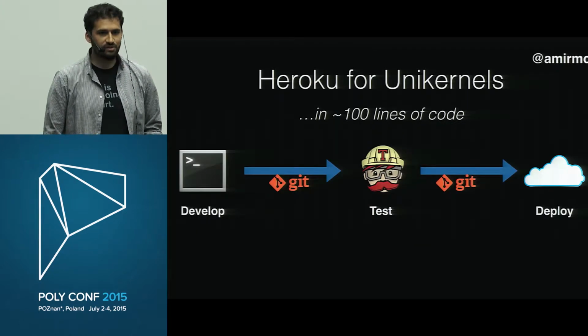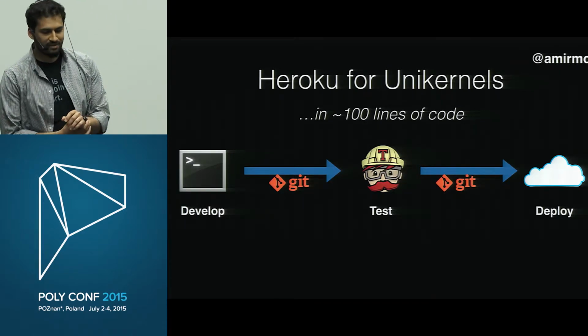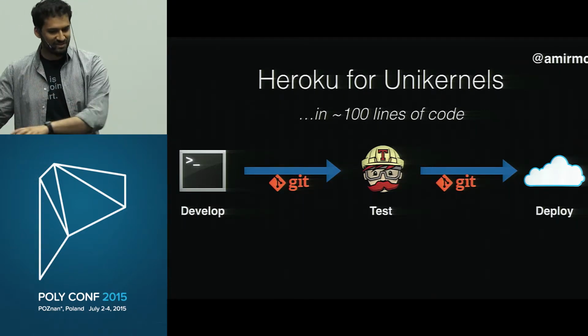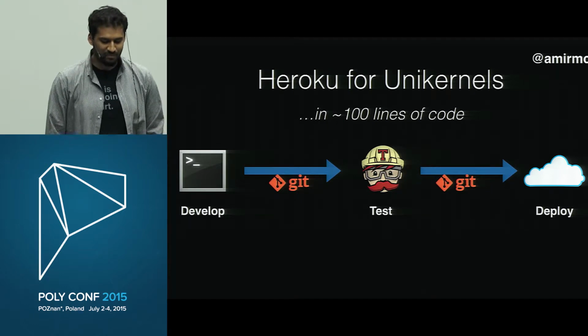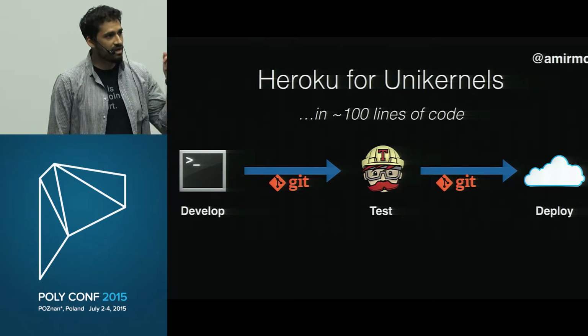And that means you can get to Heroku for Unikernels in about 100 lines of code. It's actually a bit more now because the rest of the development team added a bunch of extra stuff. So I'm going to walk you through an example of what this looks like using a Unikernel.